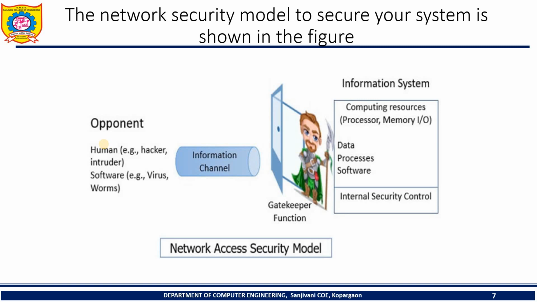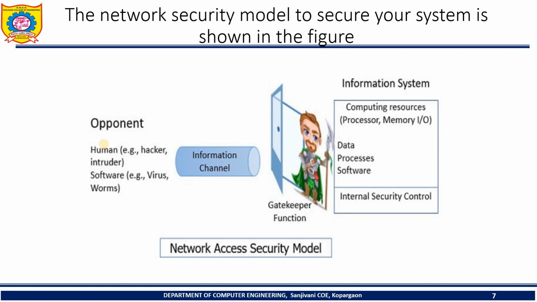In this diagram you can see that there are two kinds of opponents. One is human, and humans can be either hackers or intruders, as we have just discussed. The second kind of opponent is the software opponent, for example viruses and worms, which work in the same way. They try to penetrate into the system and either corrupt the files or change the access permissions in the system. So for all these things we need some ways to secure our communication model, the communicating parties.